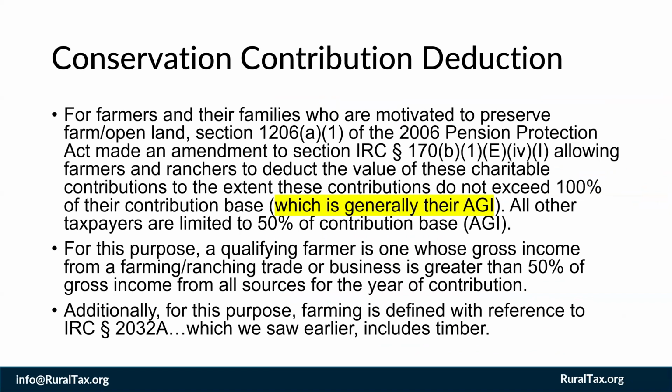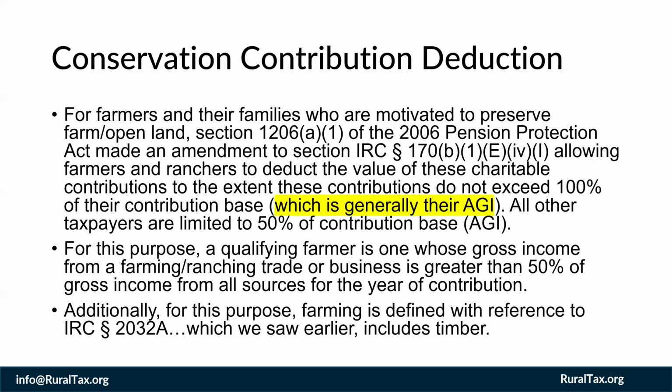Another deduction or another opportunity for farmers and their families is maybe to preserve farm or open land. If that's part of their land ethic, if that's part of the family's value system. And in the 2006 Pension Protection Act is cited there, and you get the reference, there was an amendment that allowed farmers and ranchers to deduct the value of these charitable contributions to the extent they didn't exceed 100% of their contribution base, which is generally going to be their adjusted gross income.